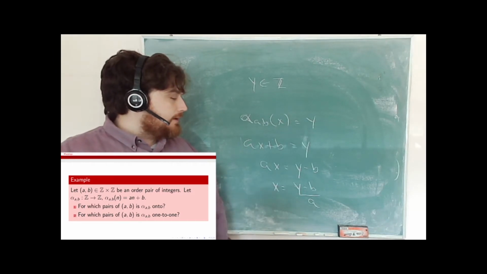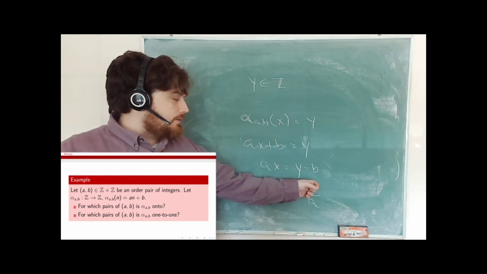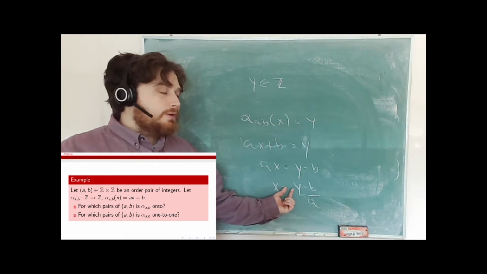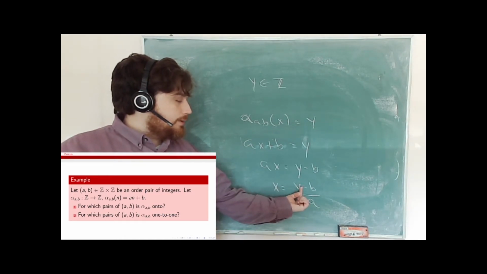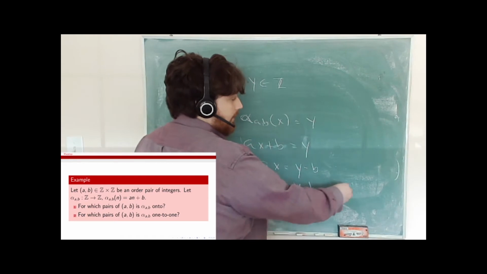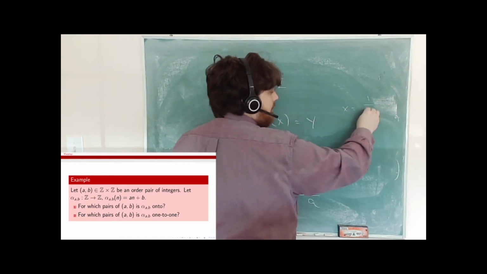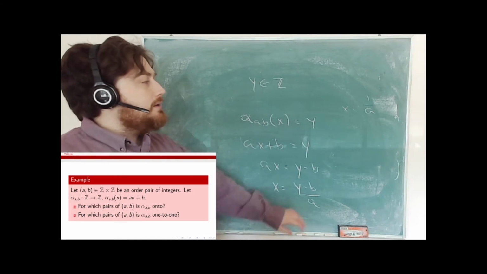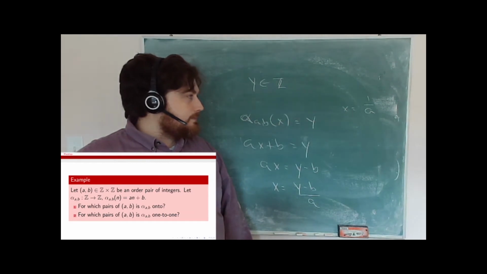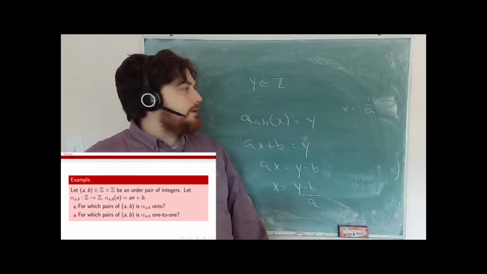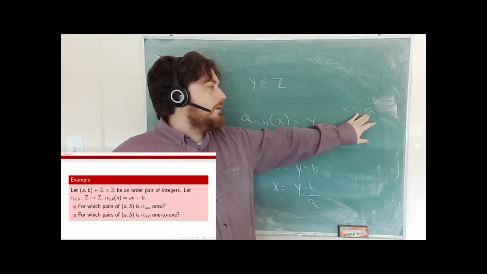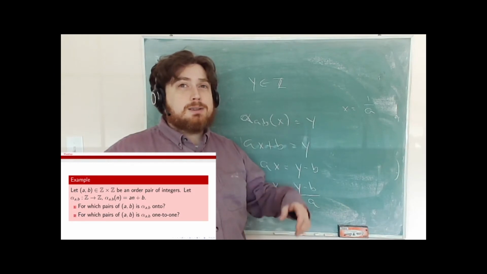However, because I can pick any Y I want, this has to be true for all Y to make this an onto function. So what I can do in particular is pick Y to be 1 plus B, because 1 plus B minus B is 1. And so I'd have to have a solution to X equals 1 over A. However, notice that if I pick an integer A other than 1 or negative 1, 1 divided by A is not going to be defined in the set of integers.